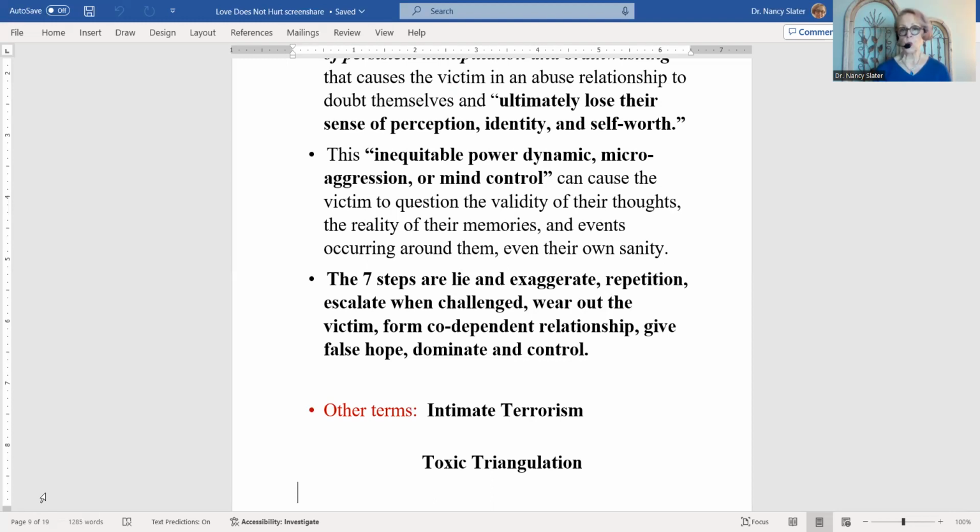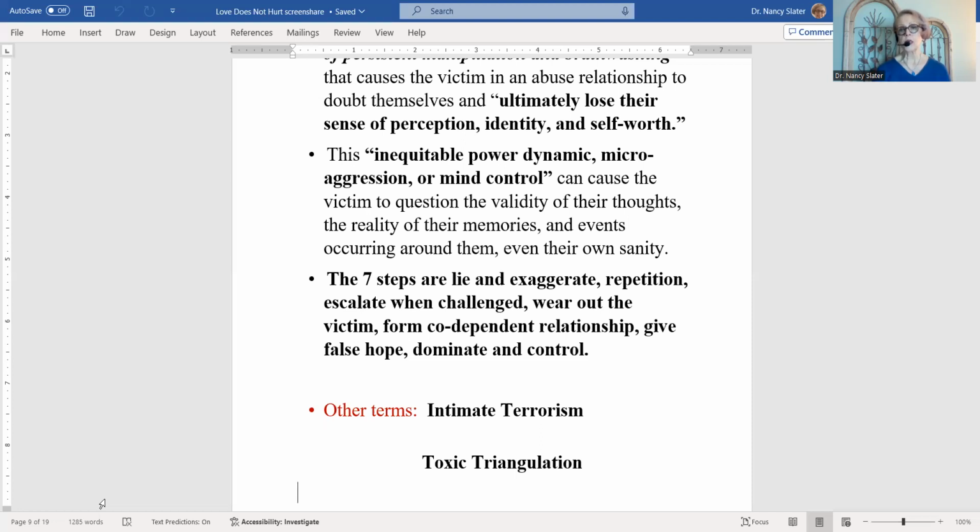So the victim is worn out. They form codependency after a period of time. Their thinking is, I'm not even capable of taking care of myself. I'm not even sure I can get to work and do my job. I'm not sure what's going on, but maybe this is early dementia or Alzheimer's. And so then the loving husband is stepping in to take over more control and to take care of this poor soul who is not capable of taking care of themselves. It gives false hope, and there's dominance and control in this situation.